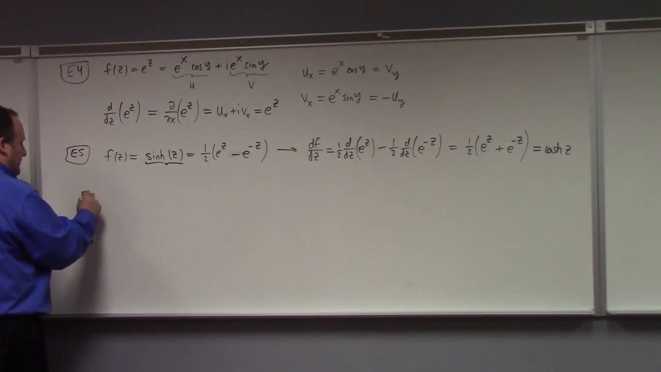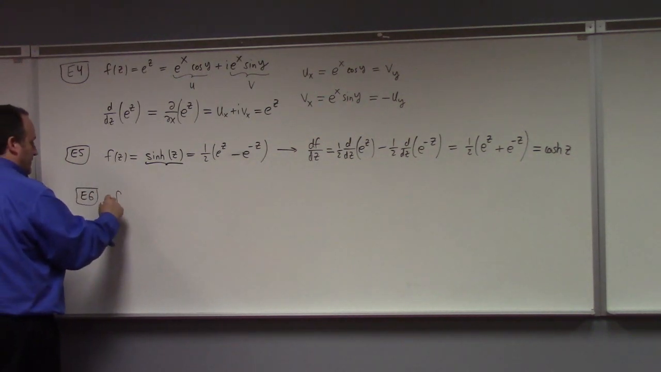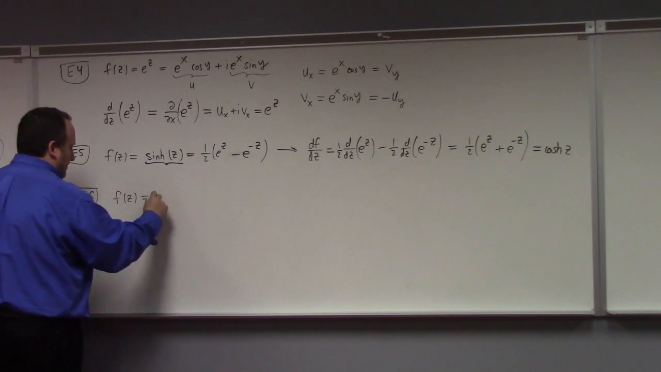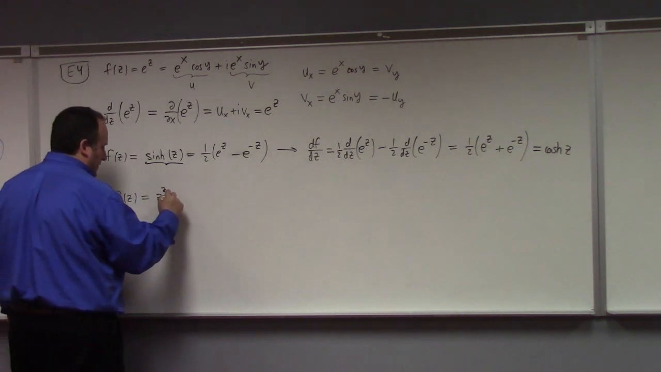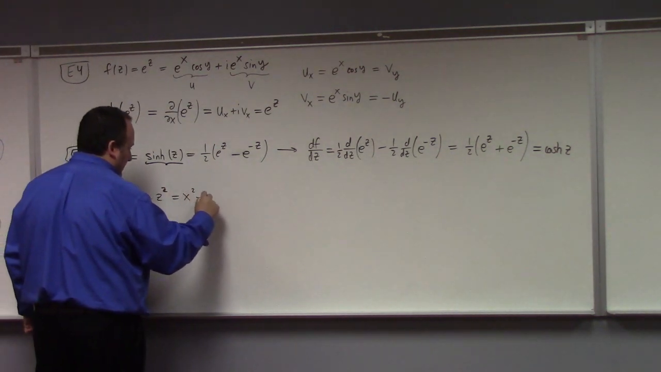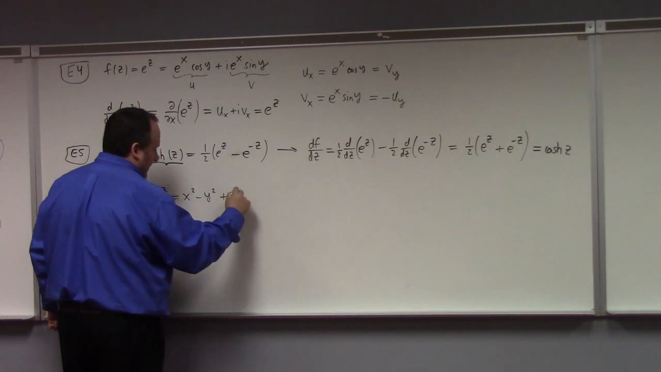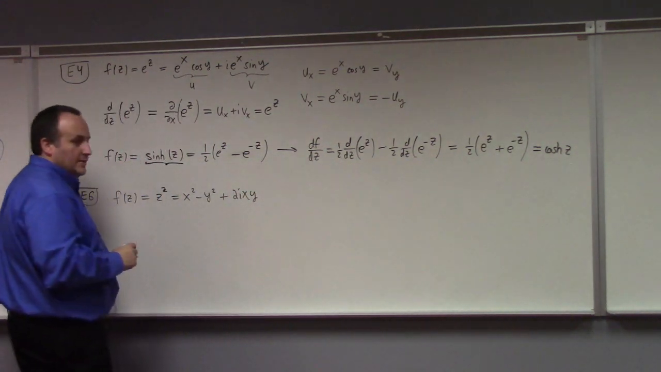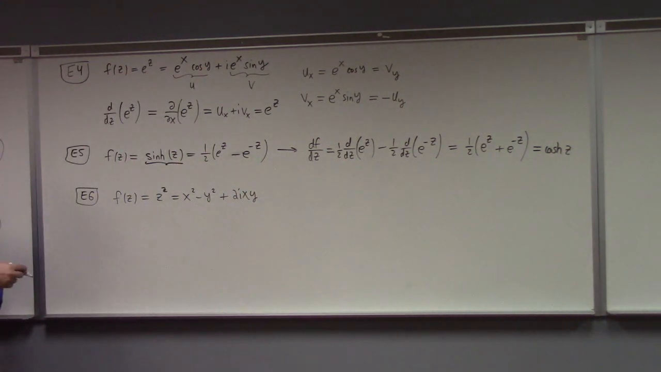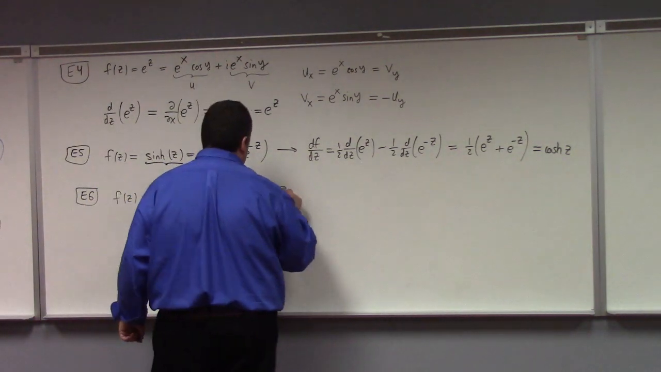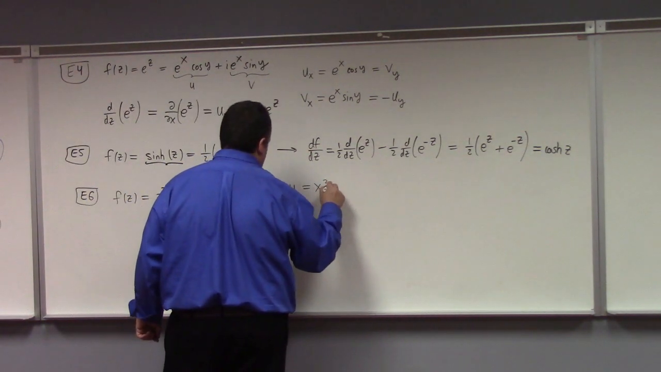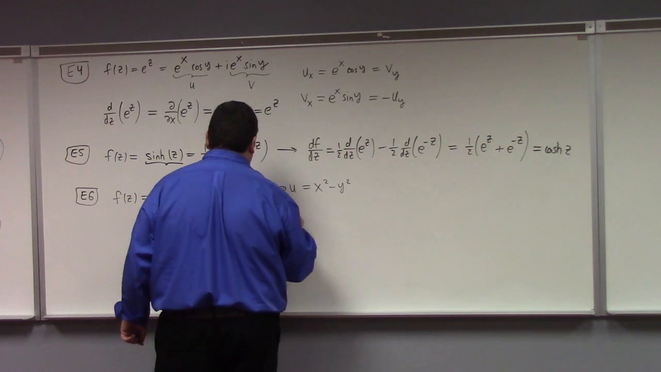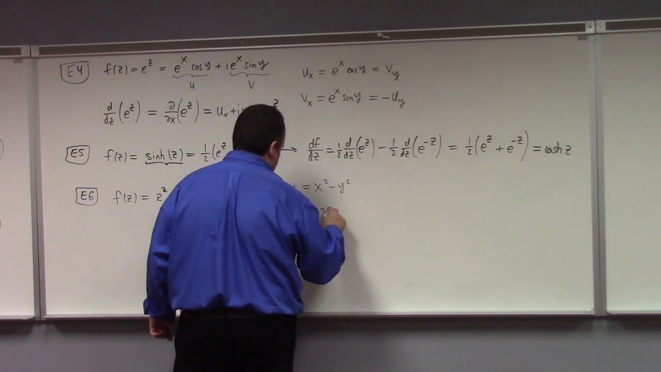You know what, I showed you z squared. Let's look at it again. z squared is x squared minus y squared plus 2ixy, right? So for this function, what are the component functions? You got u is x squared minus y squared. You got v is equal to 2xy.